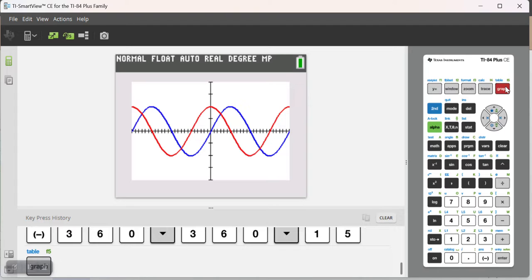So a couple of things you have to be careful about when you're graphing trigonometric functions on a graphing calculator. Your window needs to match your mode. If you're in degree mode, chances are you need a fairly wide window. If you're in radian mode, you can get away with a much more narrow window.